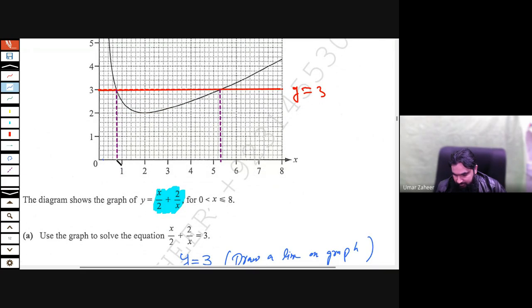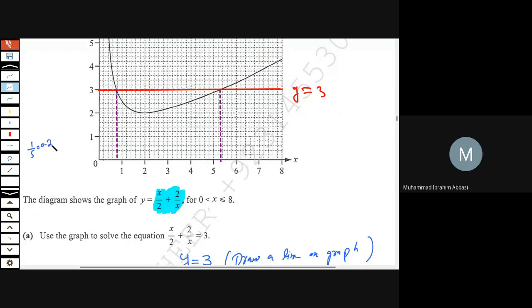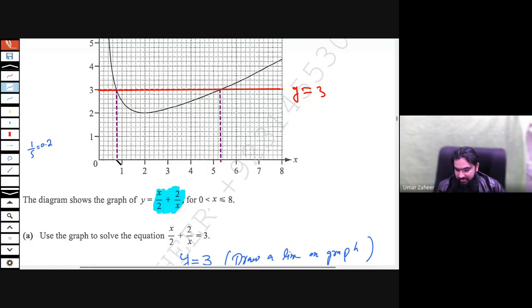So look at here: 1, 2, 3, 4, 5. So there are 5 boxes. So 1 divided by 5 will be 0.2. So each box is 0.2. Yeah, it's 0.8. And it is 5 point, that'll be between, like, 5.3. So 5 point... No, the 3, it is 4 here. Yeah, 5.25, Ayan, you are right.